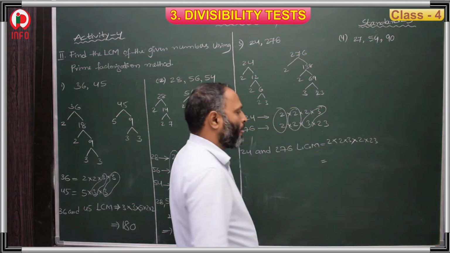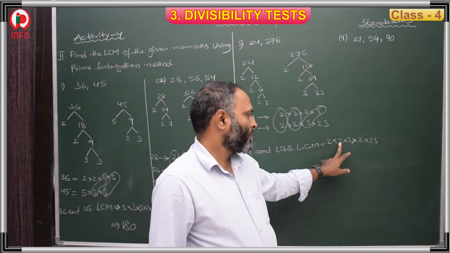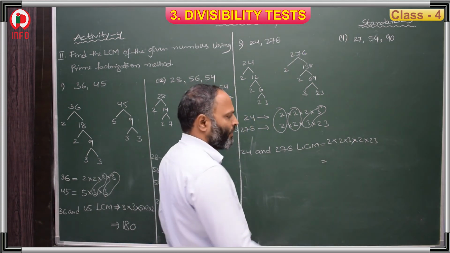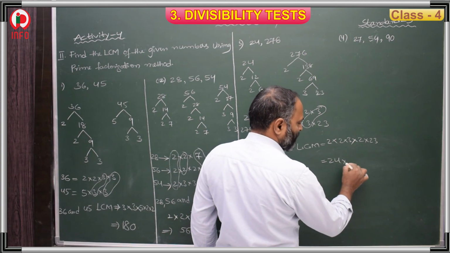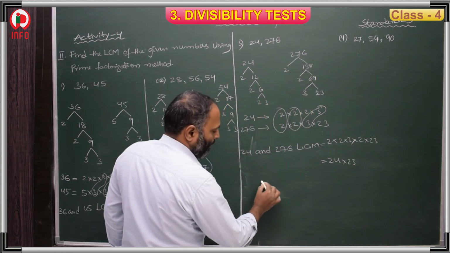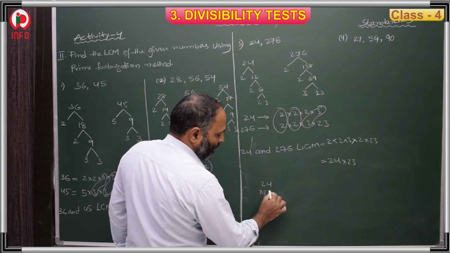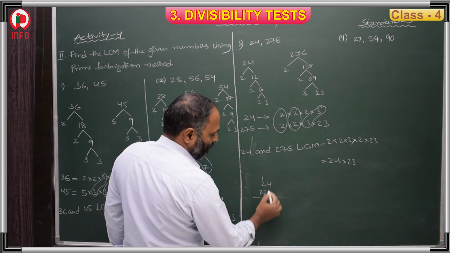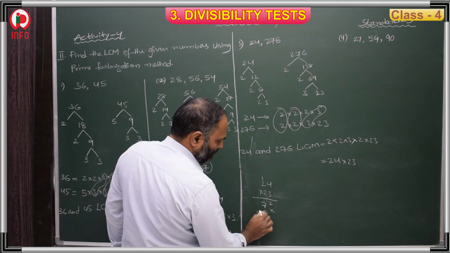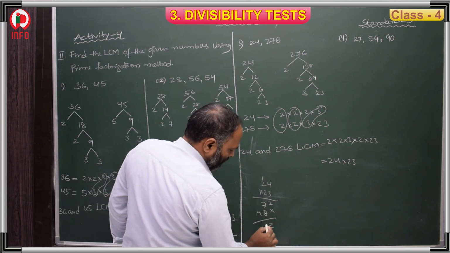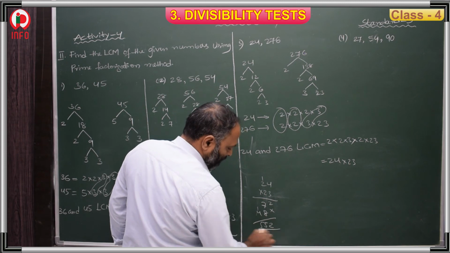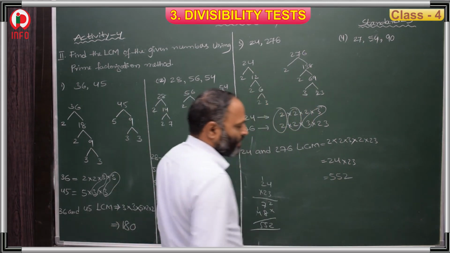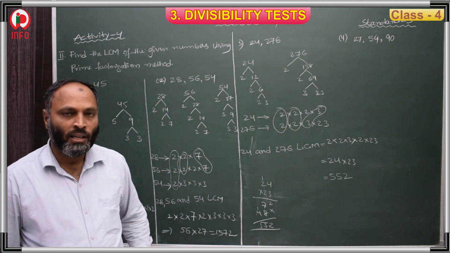Now multiply. 2 2s are 4, 4 3s are 12, 12 2s are 24. 24 into 23. Then multiply 24 with 23. 3 4s are 12, 1 carry, 3 2s are 6, 7. 2 4s are 8, 2 2s are 4. So 552. This is your LCM.